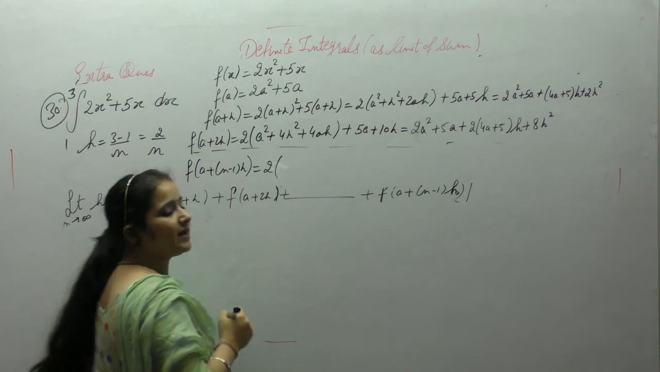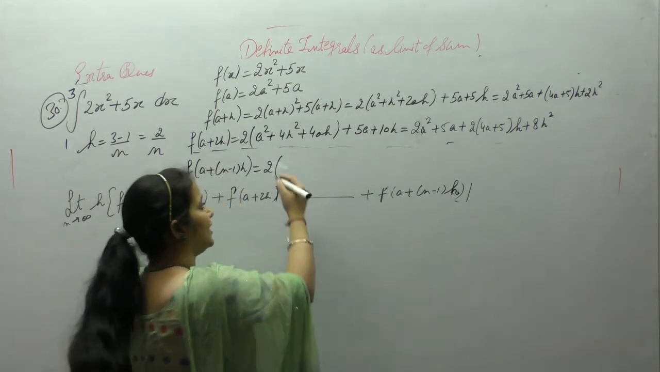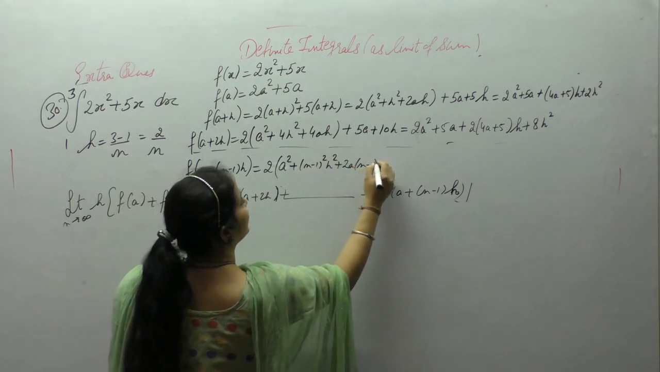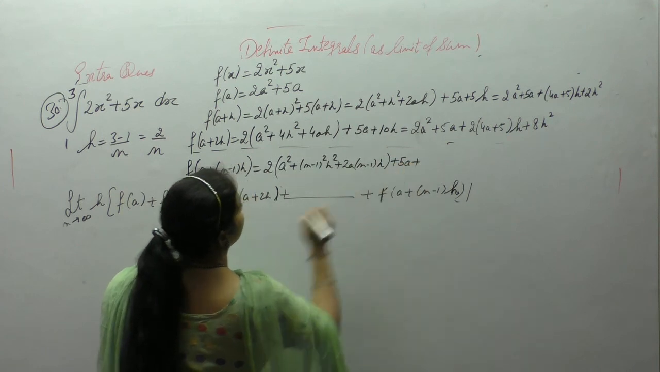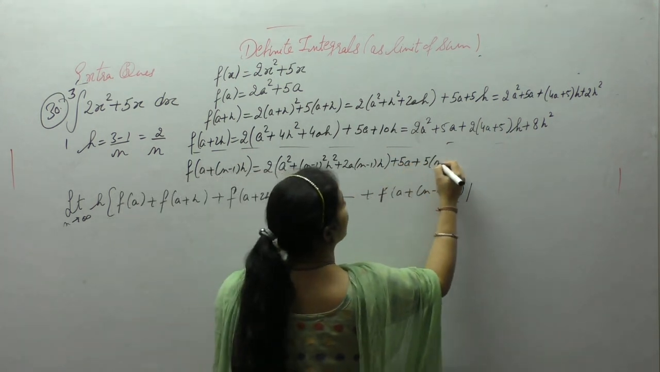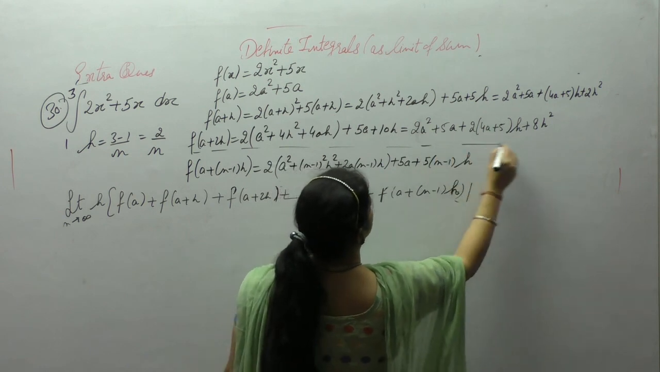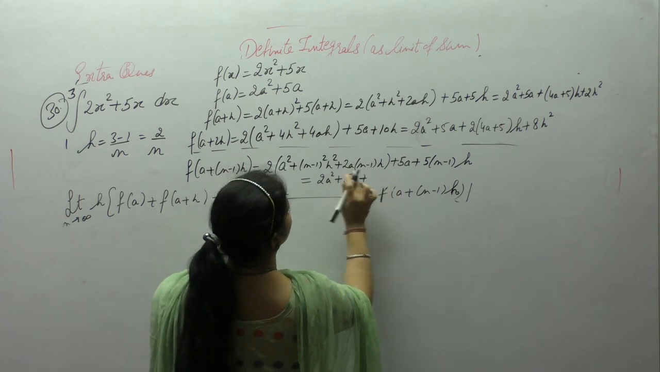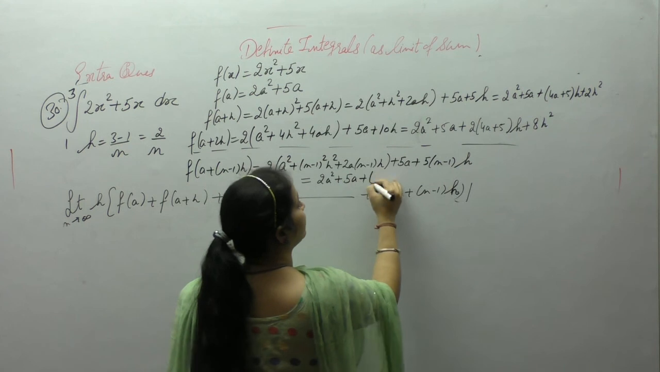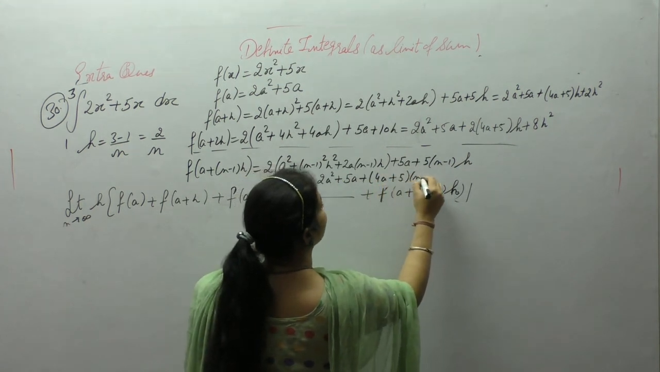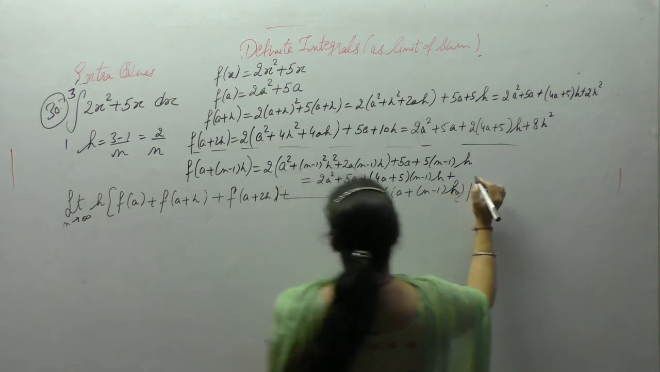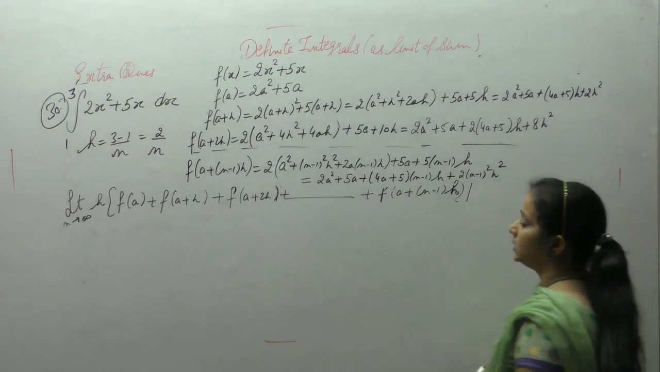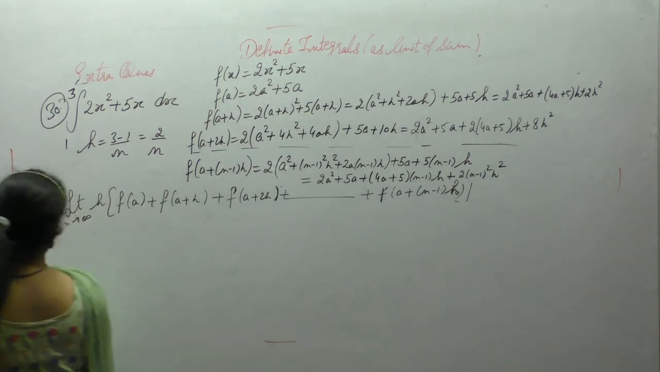2 times (a plus (n minus 1) into h) whole square, expanded by the formula for a plus b whole square, plus 5a plus 5 into (n minus 1) into h. That is 2a square plus 5a, terms of h: (2 into 2, 4a plus 5) into (n minus 1)h, plus 2 (n minus 1) square h square. Now put the values of these functions in the formula.